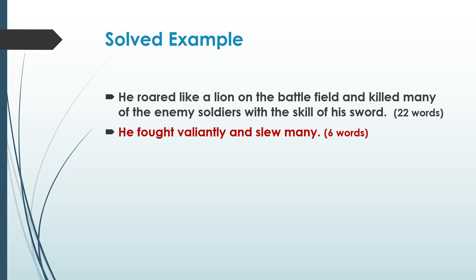Slew is the second form of the verb slay. And slew many. I don't need to mention who are those many. In the original line, it is mentioned many of the enemy soldiers. Of course, when he is a soldier and he will kill many, it means that many means soldiers, and it also means that they are enemy soldiers. How can he kill his own people? So it is understood. So it is 6 words. See, I have reduced it to the 1/3 of the original lines.